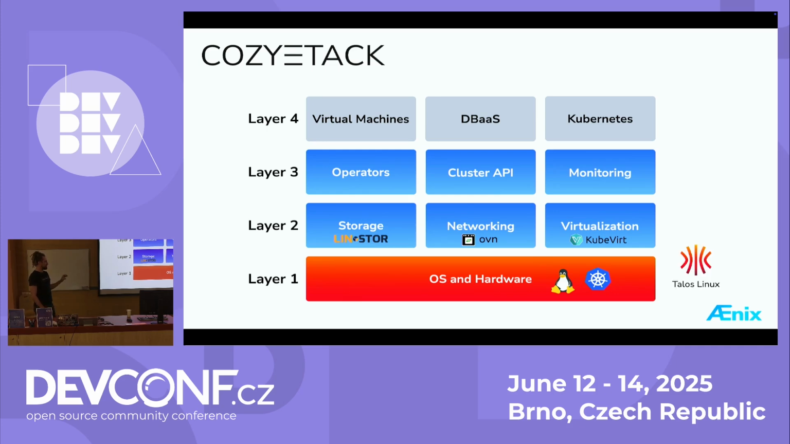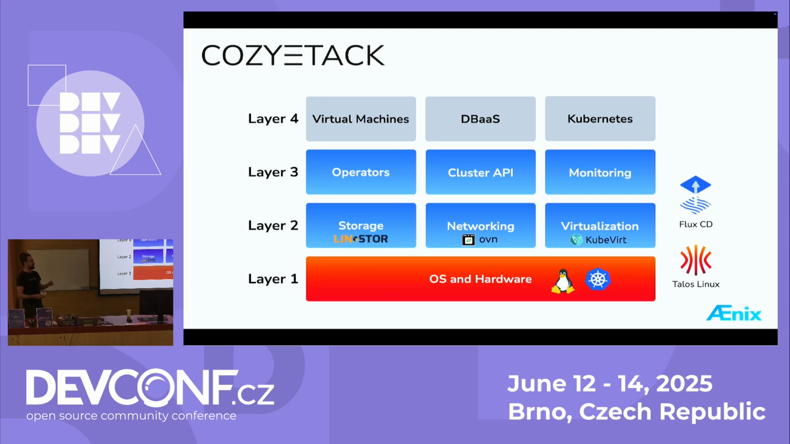For the layer 1, we use Talos Linux. It's such Kubernetes-specific operating system. It works like Kubernetes, so it has controllers inside. And it is fully configured through the Kubernetes similar API. You actually can configure it with a single YAML file.